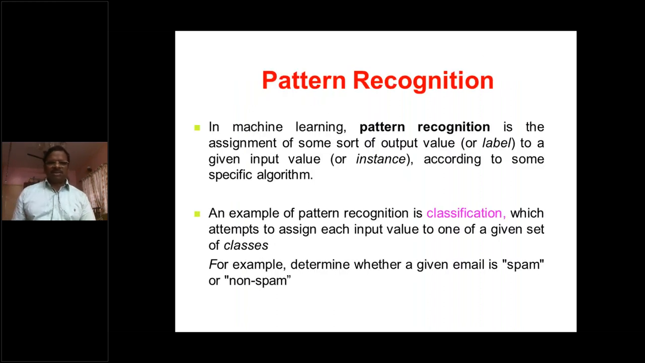Then what is pattern recognition? In machine learning, pattern recognition is the assignment of some sort of output value, a label, to a given input value according to specific algorithms. Without specific algorithms, it's not possible to find out anything else. So the patterns are classified, mostly by adopting classification methods. In classification methods, we have techniques to check whether the classified information has accuracy or not. This is the main concept in pattern recognition: the pattern should be recognized by the machine. For example, in your mobile mail ID, spam mails and non-spam mails are identified very effectively. This is one method using pattern recognition.